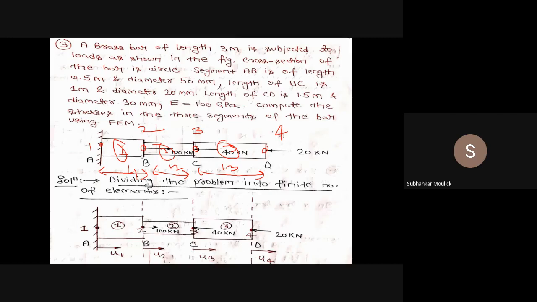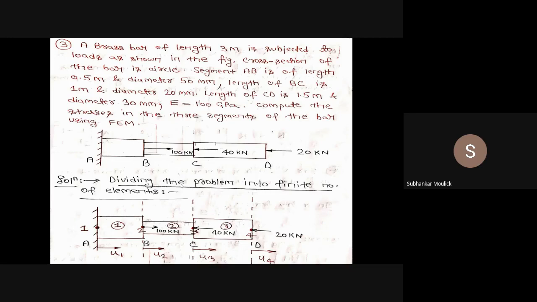Similarly, if you want to find out how much stress is induced in each of the elements due to application of nodal force at each and every node, for example, if you see in this element number 1, at the second nodal point, a tensile force of 100 kilonewton is applied. Similarly, in element number 2, at the third nodal point, a compressive force of 40 kilonewton is applied. Due to these forces, what will happen?